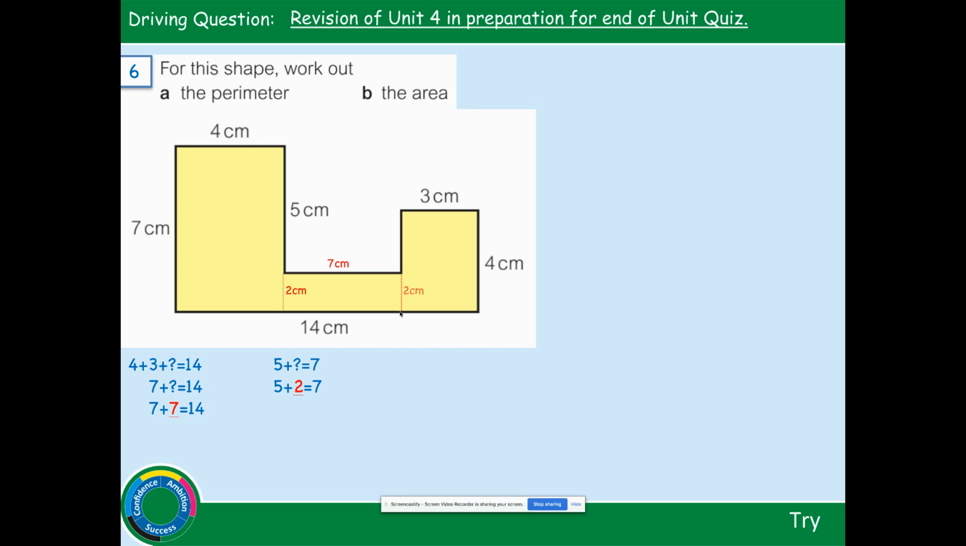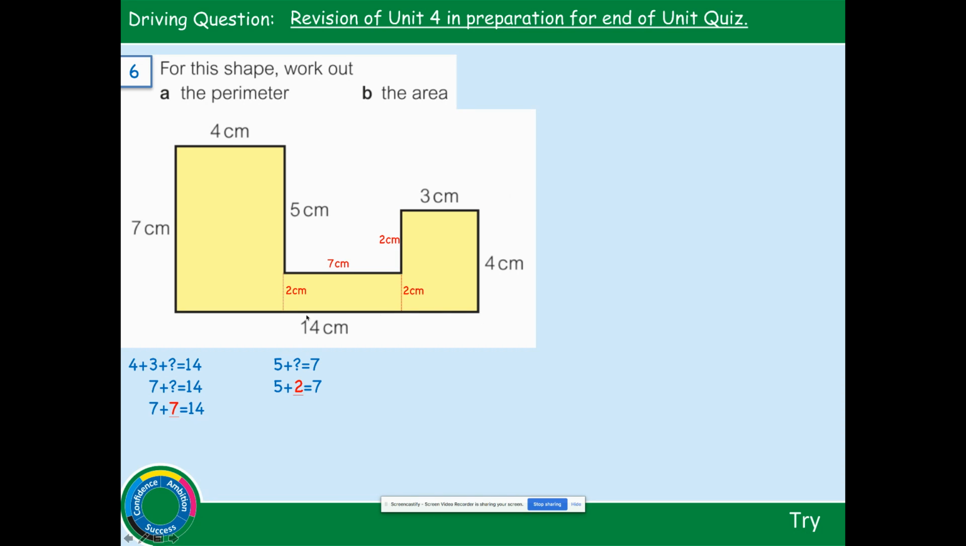Okay, so now I know this whole distance is 4, but I know that part is 2. I know it doesn't look the same length, but these drawings aren't to scale, so I know that's got to be 2. So 2 add 2 does make 4.